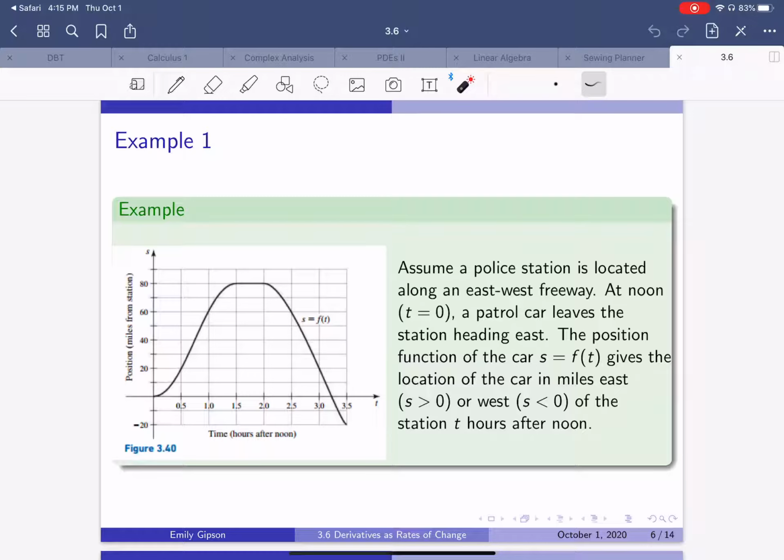The position function of the car is s equals f of t, and we're measuring as time elapses on this bottom axis. We're measuring the position in miles from the station, where positive is further east of the station and negative is further west of the station, at whatever time you are after noon.